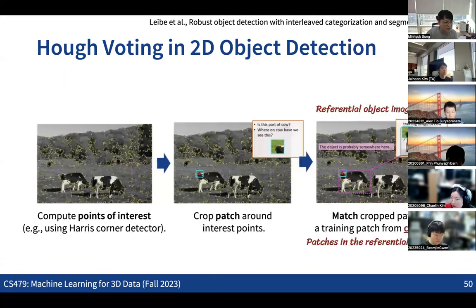So what we want to do is first extract some points of interest, so having some key points in the 2D space. And then we take some local patches for each of the points. And we basically want to use these local patches as votes for the center of the objects. For that, we have a code book of the local patches. So let's say we want to detect the cow in this image.